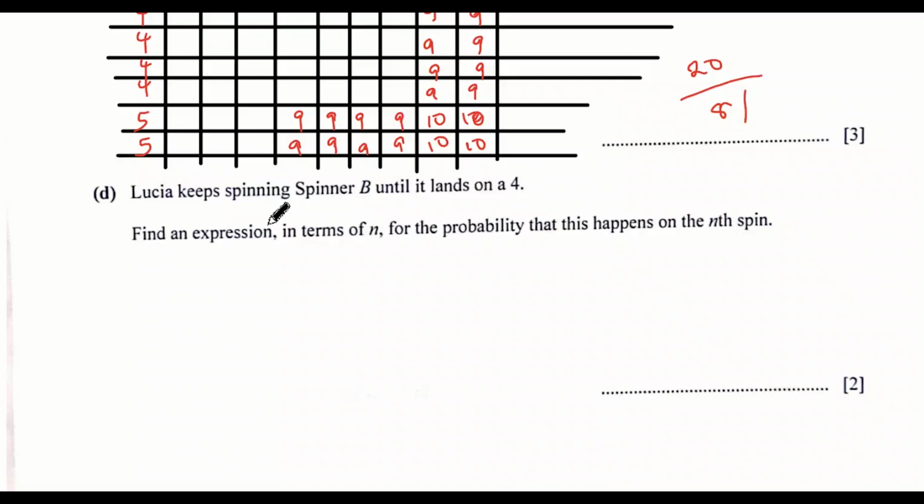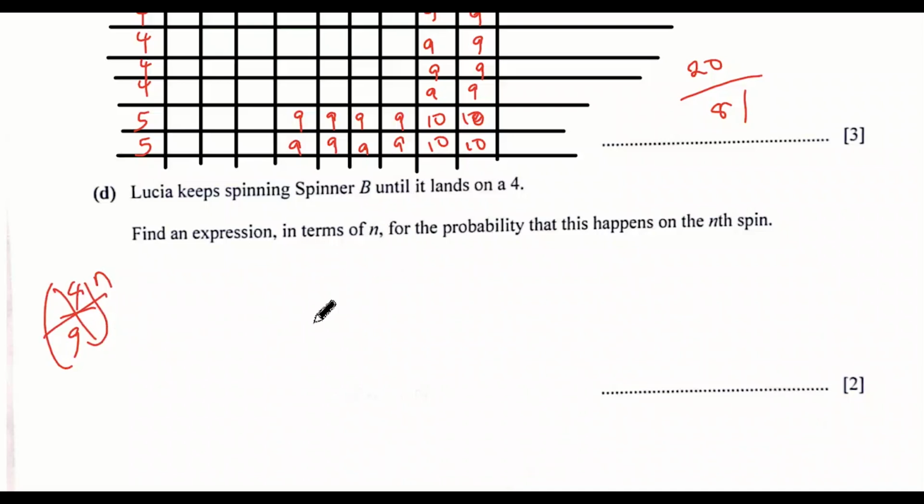Lucia keeps spinning spinner B until it lands on a 4. Find an expression in terms of n for the probability that this happens on the nth spin. Some students are likely to make a mistake here because they can easily write 4 out of 9 raised to the power of n. This will be incorrect, as this tells us that every spin lands on 4.